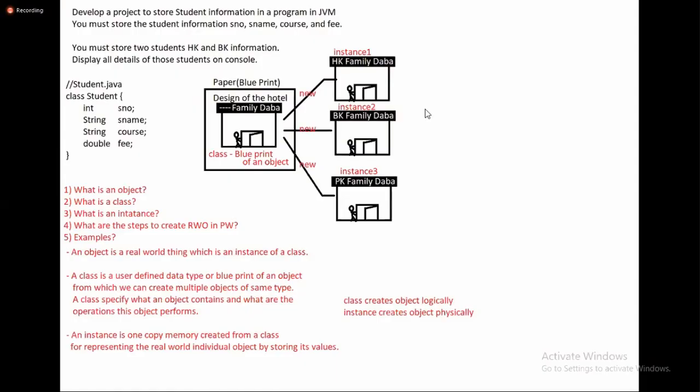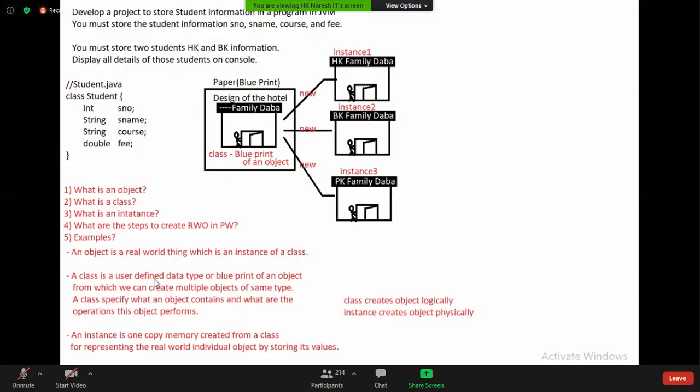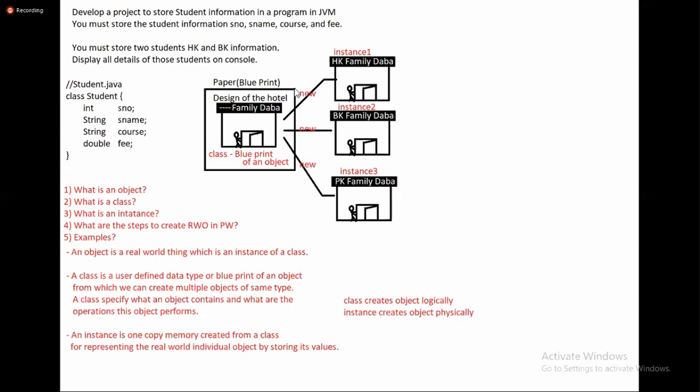Okay, simple point. Next, a class is a user defined data type or blueprint of an object from which we can create multiple objects of the same type. Look at this, this is a blueprint, nothing but a class. From here I created first dhaba, second dhaba, third dhaba. All are looking the same, na? A class specifies what an object contains, what operations this object performs, what things this object contains. I'm specifying clearly. For example, student contains what? Student number, student name, course and fee.